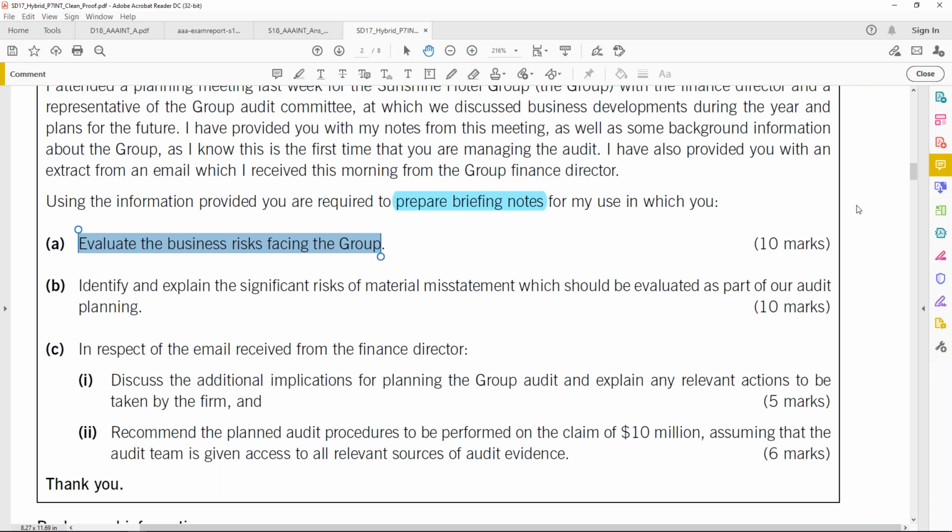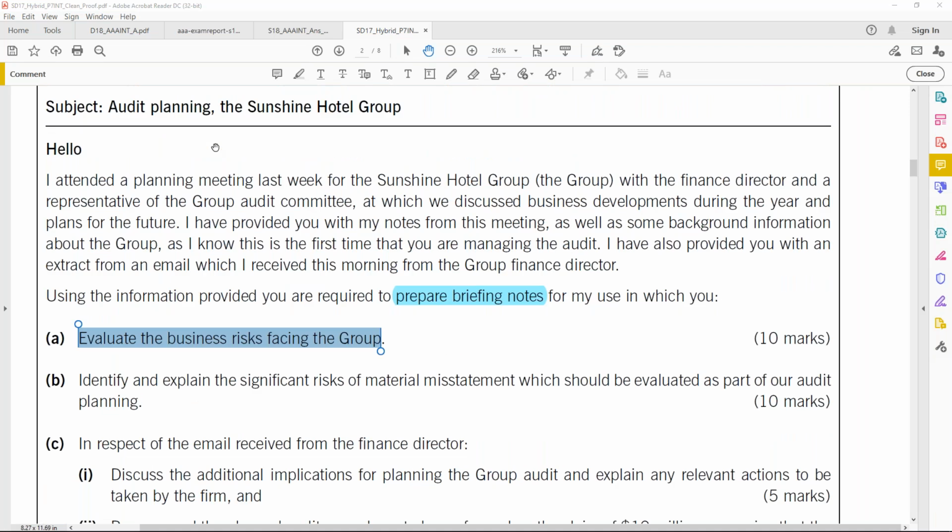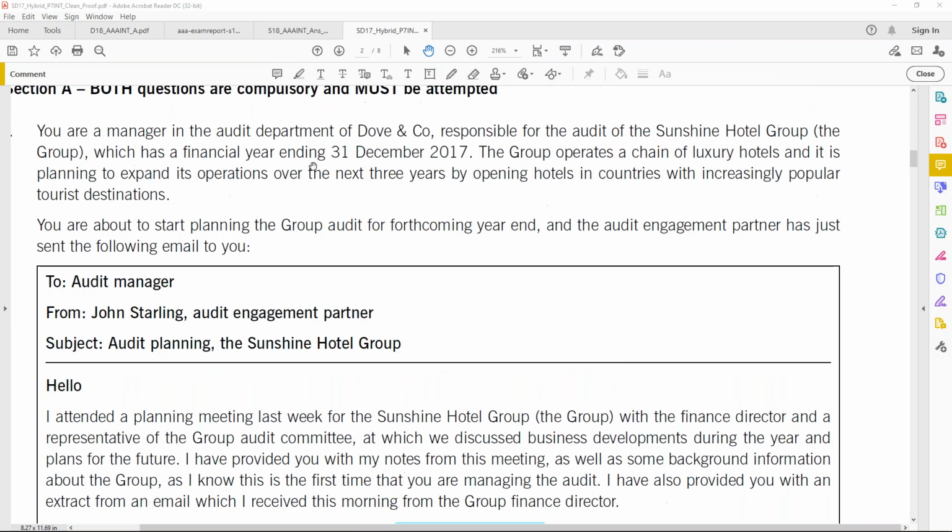Let's see how you go about it. Be very watchful, be very careful. You are a manager in the audit department of Dove and Company, responsible for the audit of the Sunshine Hotel Group, which has a financial year end of 31st of December 2017. The group operates a chain of luxury hotels. Now look at this. What is the business model? They operate a chain of luxury hotels. Stop over here.